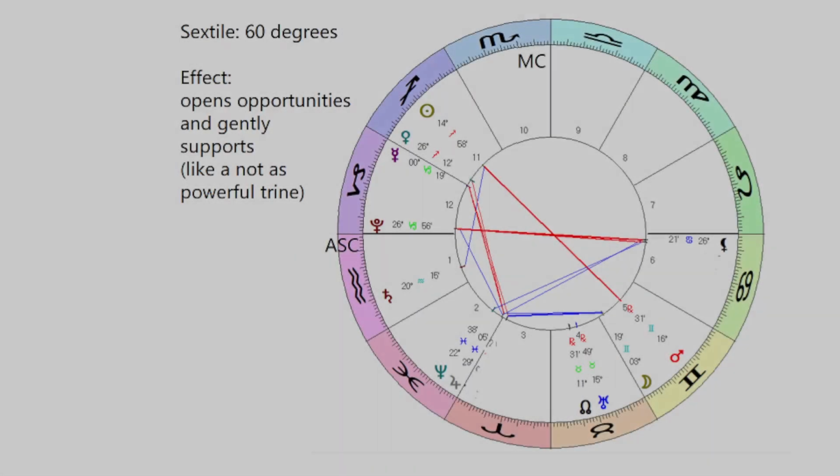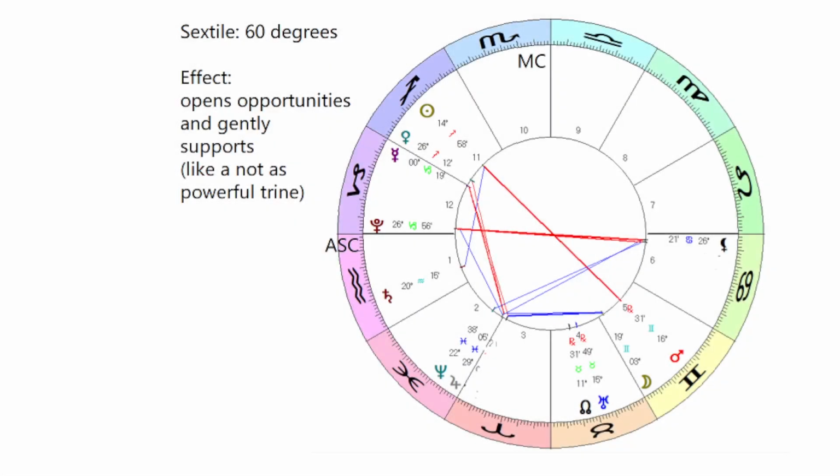Okay, lastly, we have the sextile. The sextile is the last of the medieval or the traditional aspects, and it's definitely the most minor of all of them. It's in effect really similar to a trine, but it's just not as powerful. It's going to be 60 degrees as opposed to 120 degrees, so it's half. And I would say the effect is about half as harmonious, half as supportive.